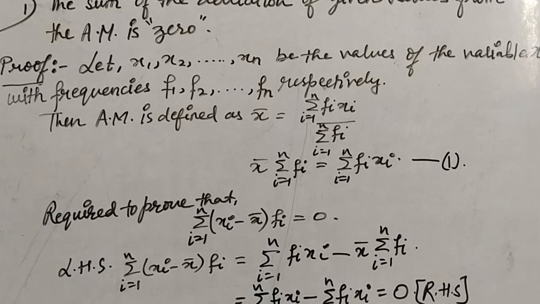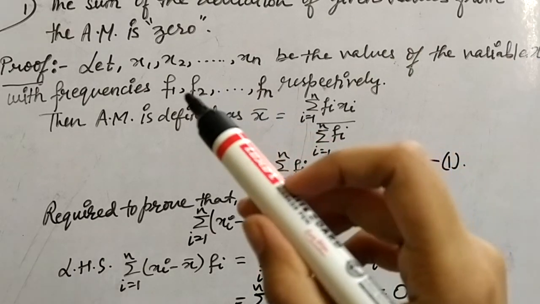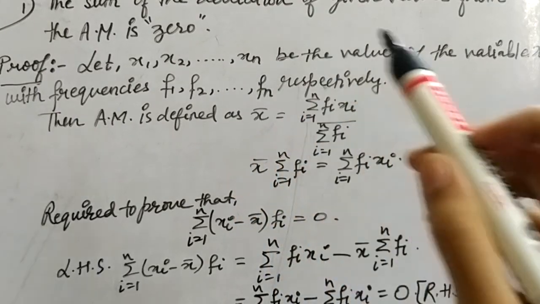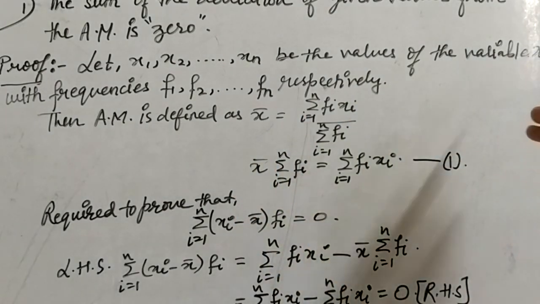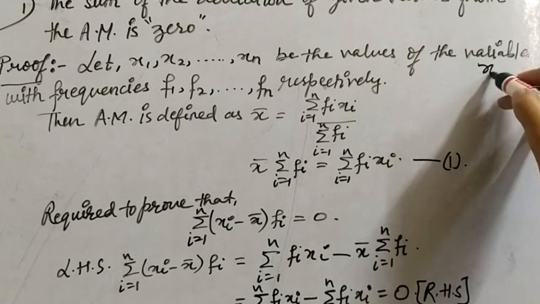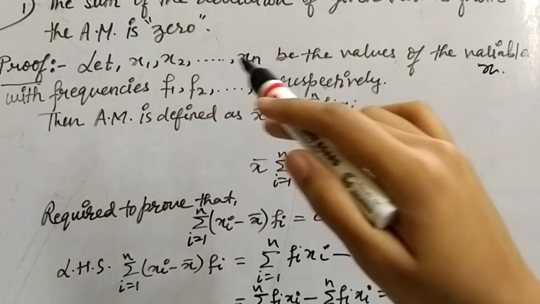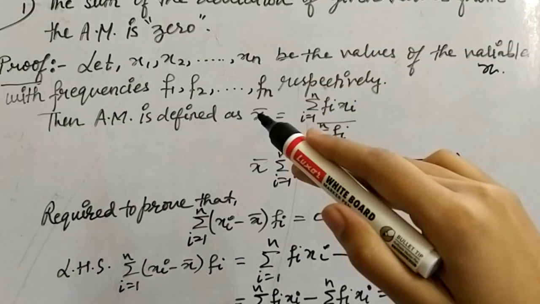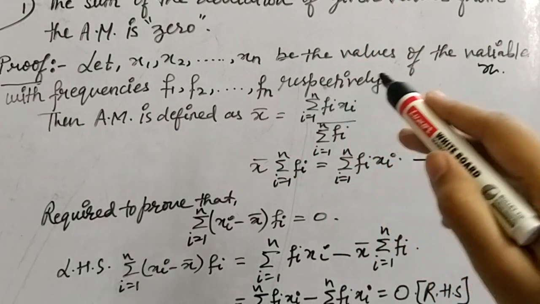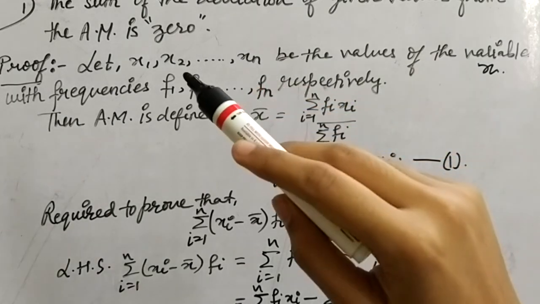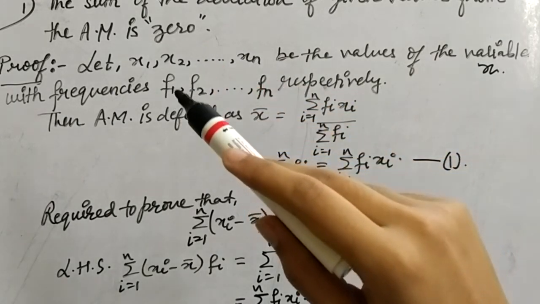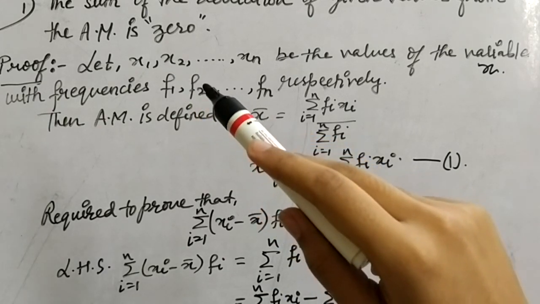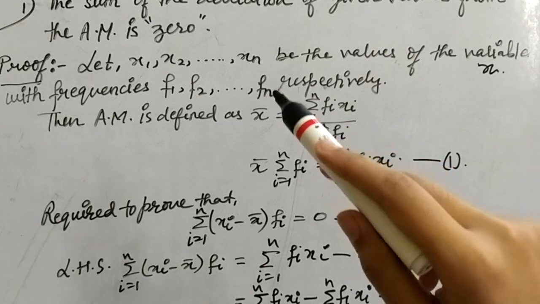Proof. As you can see, we have taken n values of the variable x. If you can't see it here, I have written x. So these are the n values of a particular variable x with respective frequencies. I have stated them respectively, which means for the x1 value we have frequency f1, and for x2 we have f2, and similarly for x3 we have f3, etc.